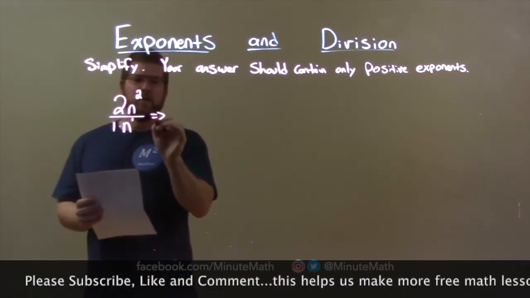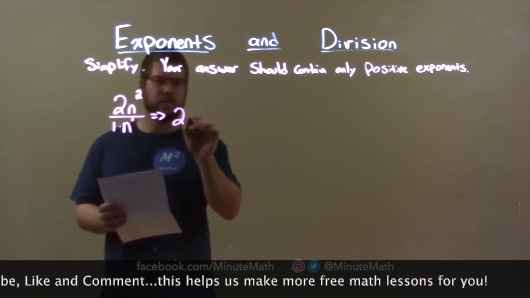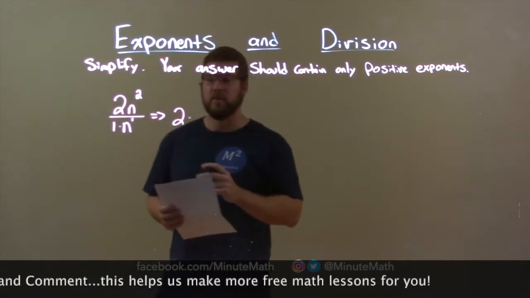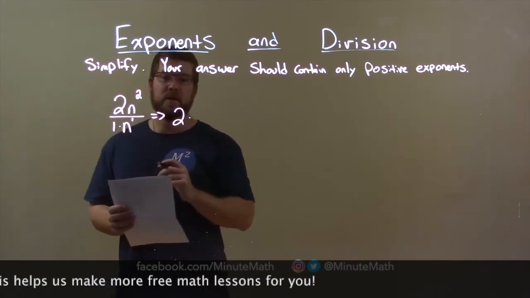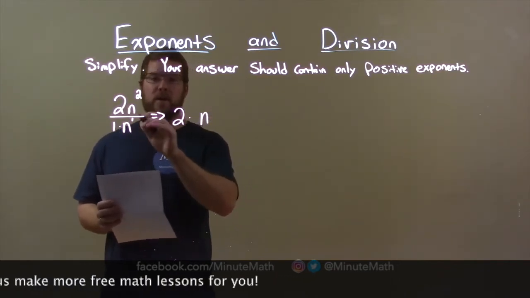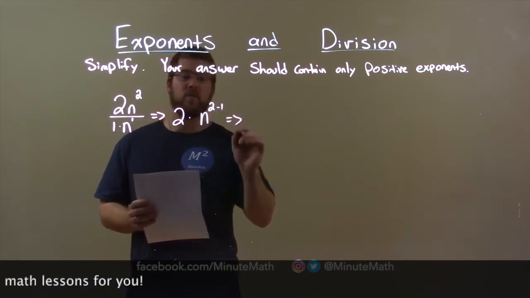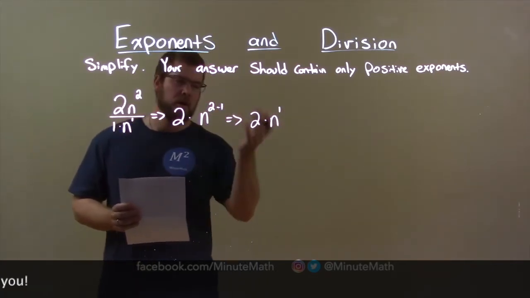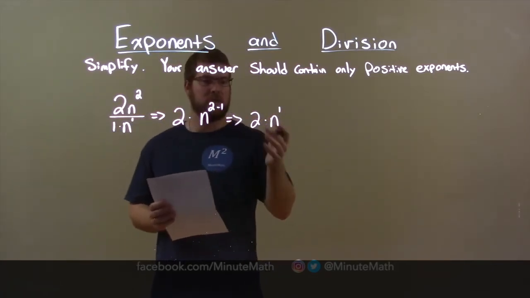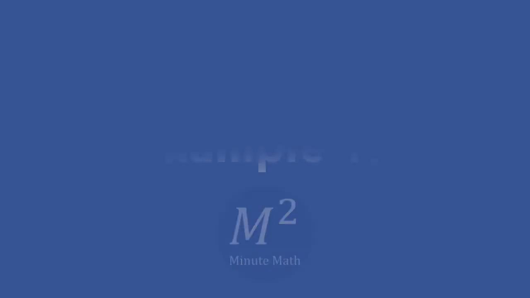Well, as we keep going, we look at the coefficients, and 2 divided by 1 is still 2. Okay? Now look at the variables. We have the same base. When we have the same base and we're dividing it, we subtract the exponents. So we have n to the power of 2 minus 1. And we know that 2 minus 1 is 1. So we have 2 times n to the 1st power, which we could write as our final answer here. Don't really need the 1 exponent. 2n. And there we have it.